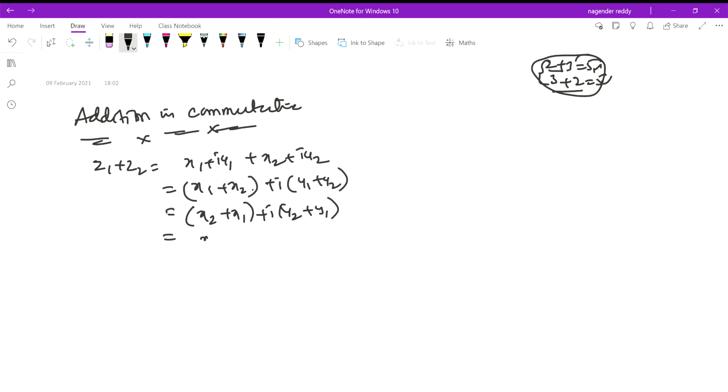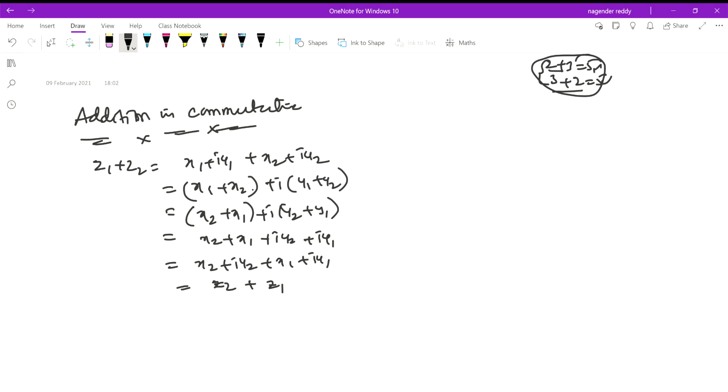Now this is x2 plus x1 plus iy2 plus iy1. Then x2 plus iy2, I'm rewriting this one, and x1 plus iy1, and it can be written as z2 plus z1. So I took z1 plus z2, then we got z2 plus z1. See, this is only possible in these cases.